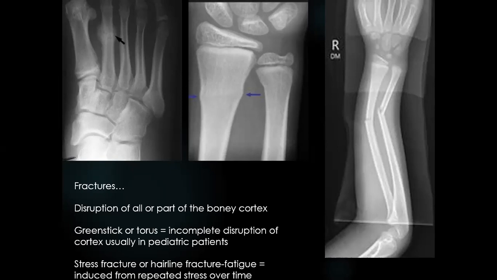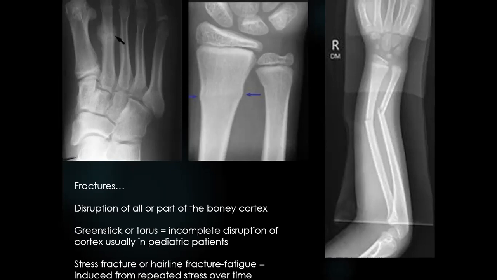You have green stick and torus fractures, which are an incomplete disruption of the cortex, which would be the coating of the bone or the periosteum. This is usually seen in pediatric patients as the bones contain a higher level of cartilage, so they're more likely to bend and not break. The green stick fracture, you may have heard, is kind of like taking a green stick, and when you bend that stick and bend it back, you can see where the cortex of that stick was disrupted, just like the cortex of the bone. Or the coating of the bone, also known as the periosteum.